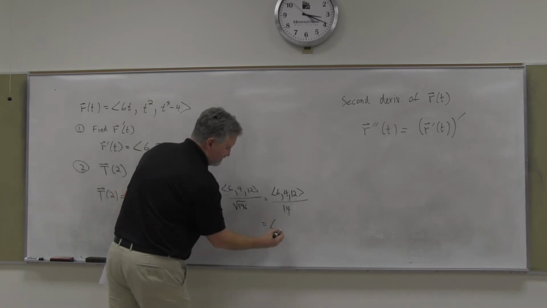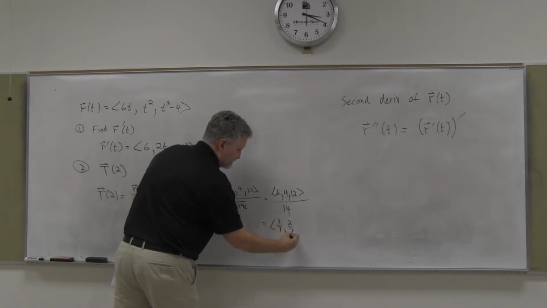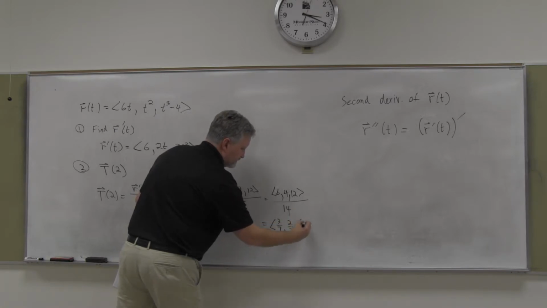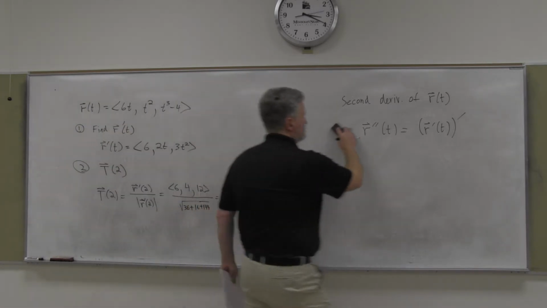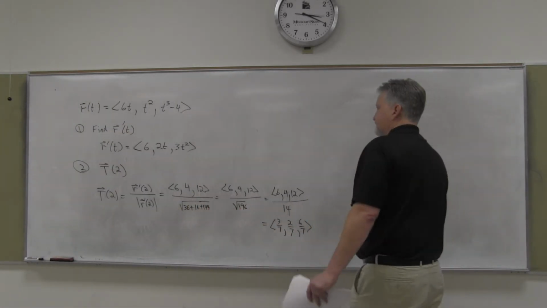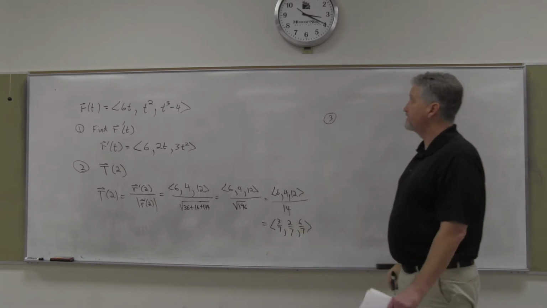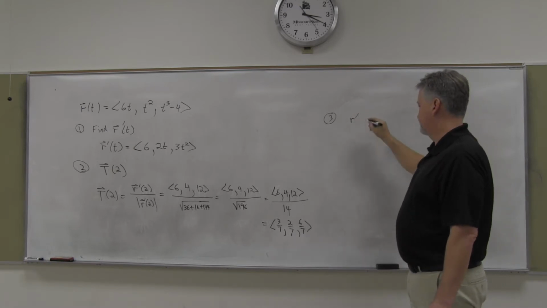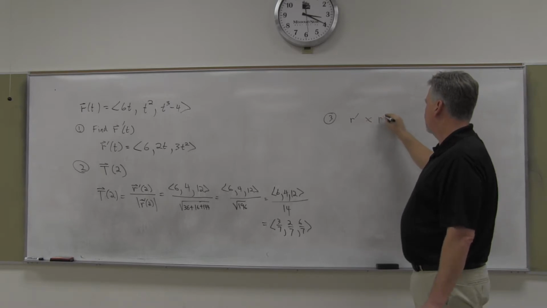All right, 6 over 14, I probably shouldn't do this, but all right. So 6 over 14, is that 3/7? 4 over 14, 2/7. 12 over 14, 6/7. So it works out pretty nice. So that would be the unit tangent vector at 2. And then thirdly, let's do R prime cross R double prime.